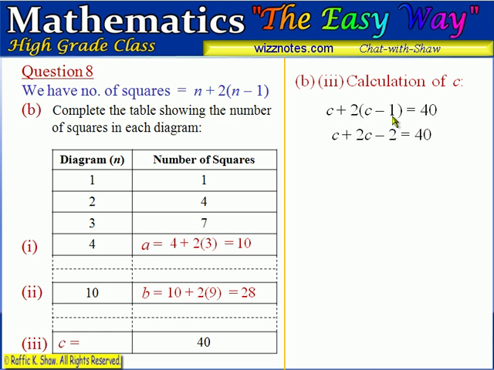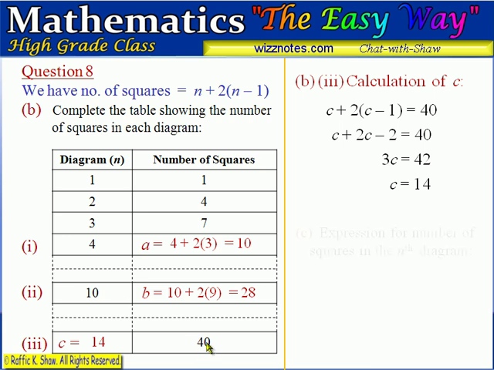This is it. When we expand the bracket here, we get 2 multiplied by c is 2c, 2 multiplied by minus 1 is minus 2. So c plus 2c here is 3c, and then this negative 2 comes on this side to add to 40 to become 42. That reduces to 3c equals 42. When we divide through by 3, we end up with c equals 14. So the diagram number here, when the number of squares is 40, is 14. So when the diagram number is 14, the number of squares is 40.